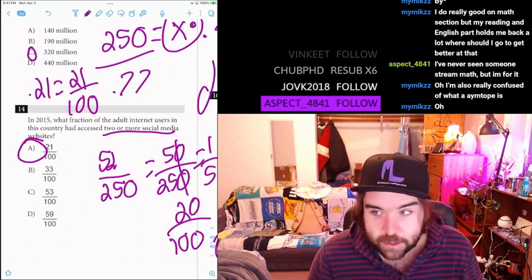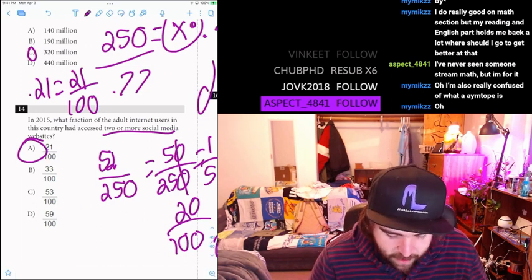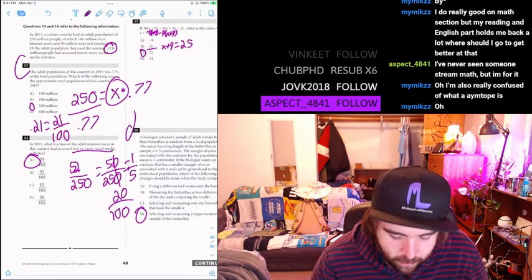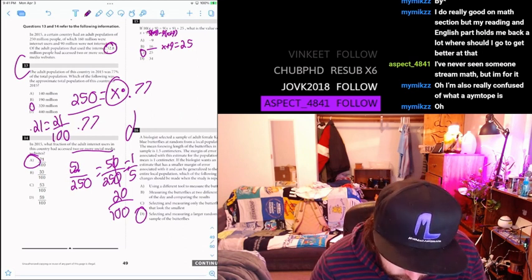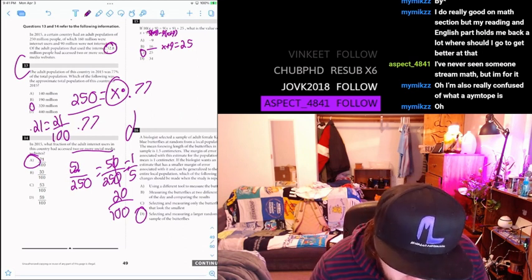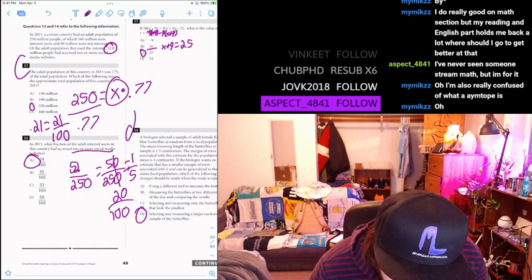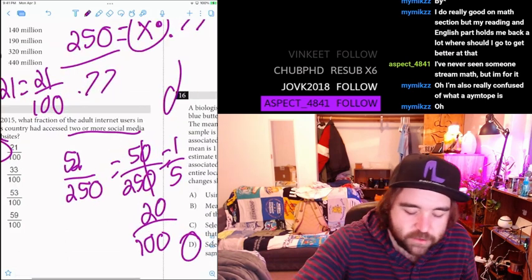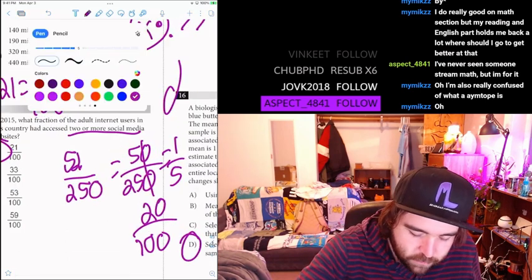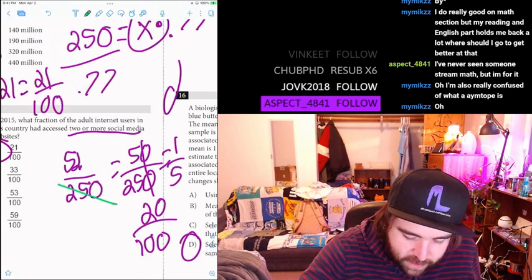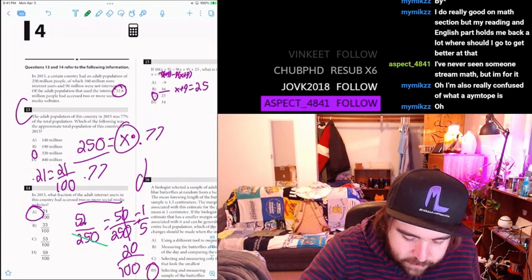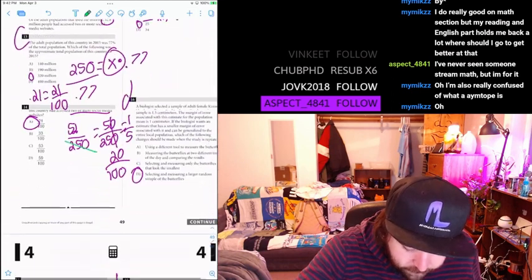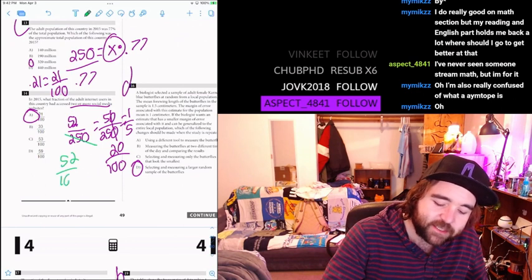So it looks like I got one wrong. 14 is not A. So let's try to see what we did wrong here. What fraction of the adult internet users in the country, so of 250 million, of adult internet users. That's the mistake we made. It wasn't out of adults. It was out of adult internet users. So it's not out of 250. It should be out of the internet users, of which 160 were internet users. It should be 52 out of 160.